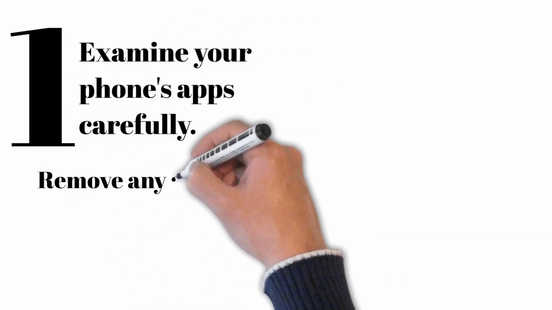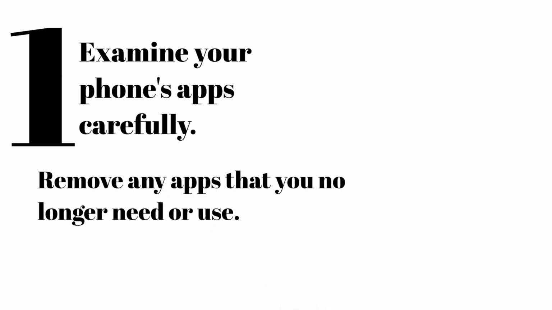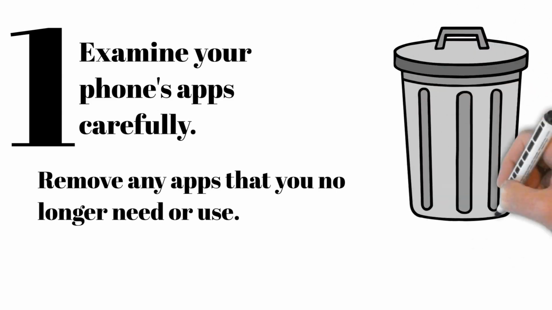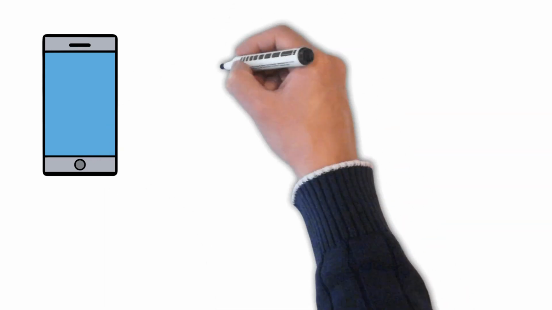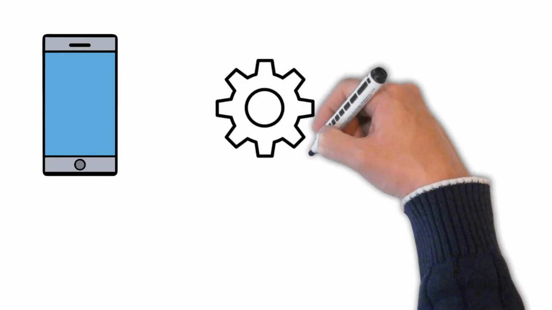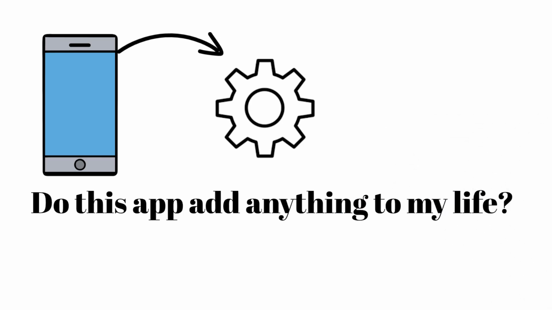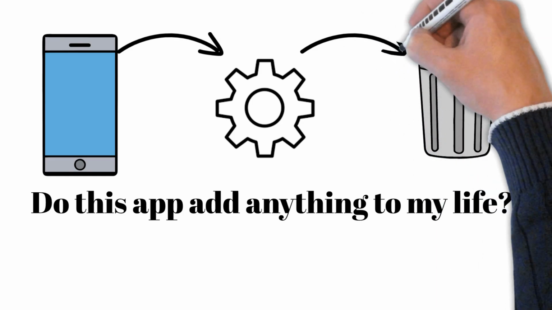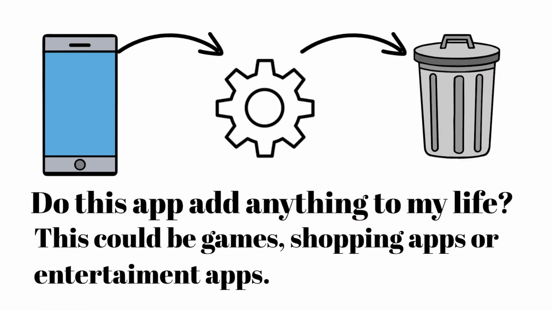It's time to remove any apps that you no longer need or use. Your phone should be a productivity tool, not a collection of apps that take up your time and attention. Take your phone, go to Phone Settings, then find App List, and ask one by one: Does this app add anything to my life? Do I make frequent use of it? Uninstall anything that isn't helping. This could be games, shopping apps, or entertainment apps. It will take some time, but it is very useful.